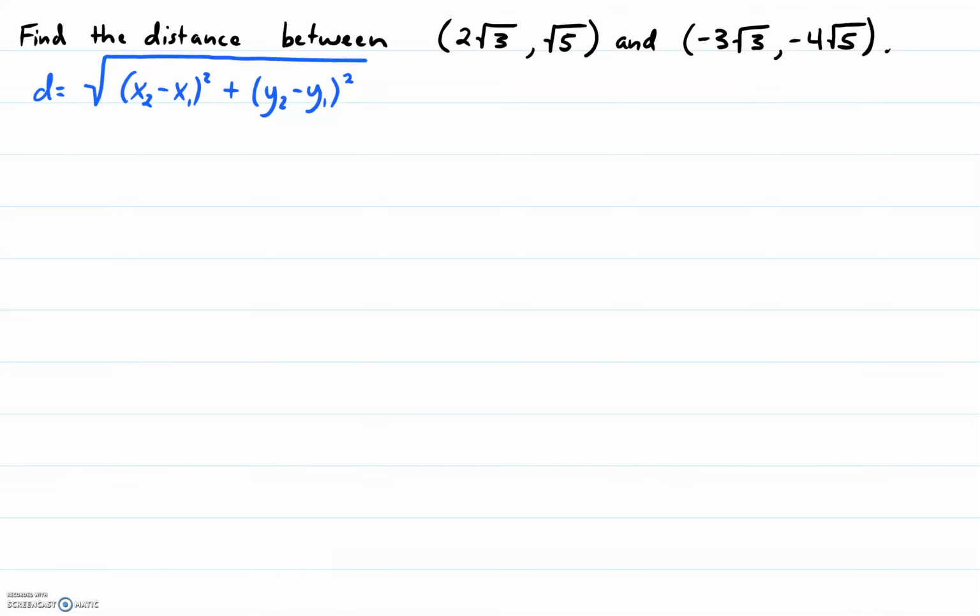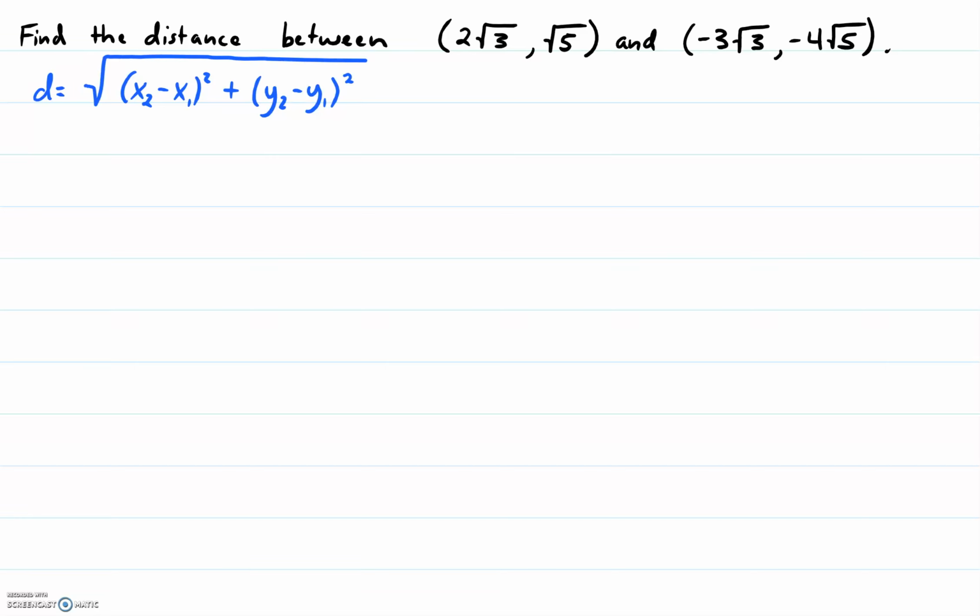In this video, we're going to find the distance between 2 square roots of 3, square root of 5 and negative 3 square roots of 3, negative 4 square roots of 5. The first thing you may notice is these points are not nice clean points like some of the previous examples we've done, like 1, 2, 3, 7 or something like that. They involve radicals, and really they involve irrational numbers. But as you'll find, we're still going to go through the exact same process.